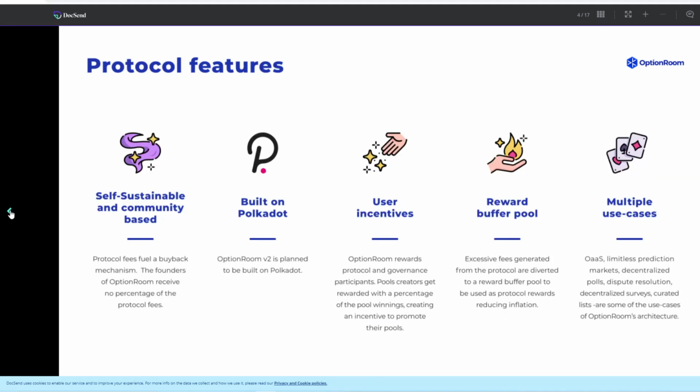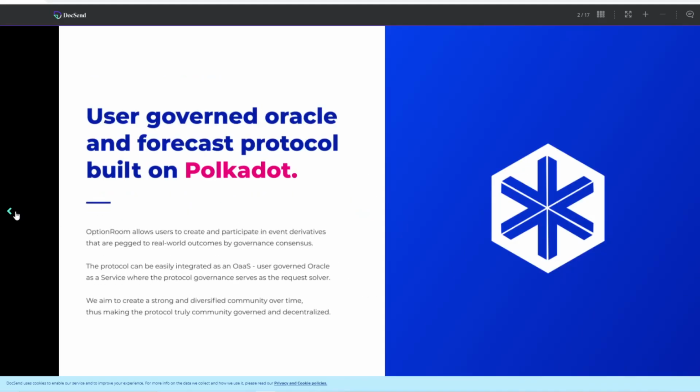Okay, so this is that. Their aim is to allow users to participate in event derivatives that are pegged to real world outcomes by governance. They're using governance consensus to place bets on real world outcomes. This could be anything that's happening, for example who's going to be the next president of the US, or when there is going to be a reliable vaccine for the pandemic. I'm just thinking out loud here. Okay, let's go to it.